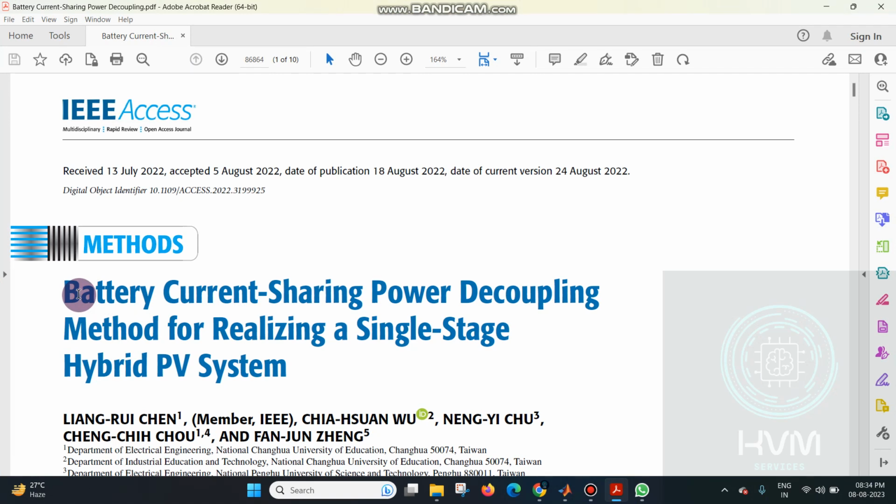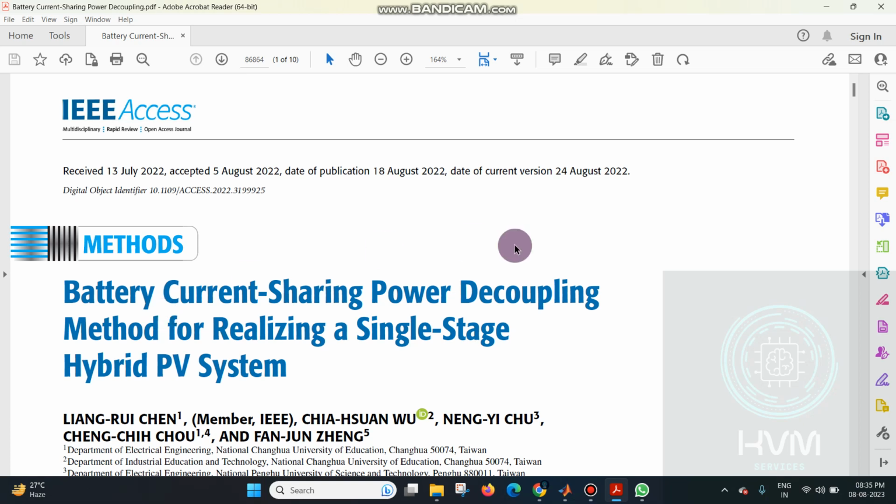So the project title is Battery Current Sharing Power Decoupling Method for Realizing a Single-Stage Hybrid PV System. In this project, we are using an advanced method, that is the battery current sharing power decoupling method. This method is used to improve the power efficiency in PV systems with the help of battery placement, right?